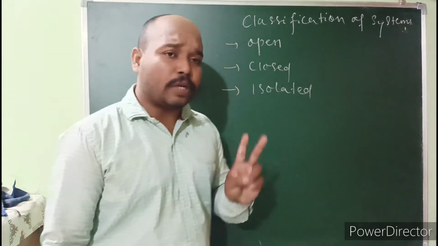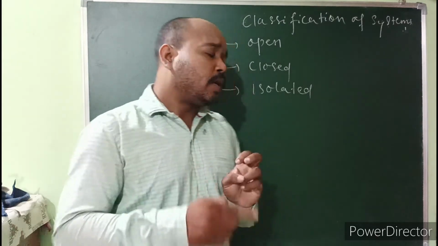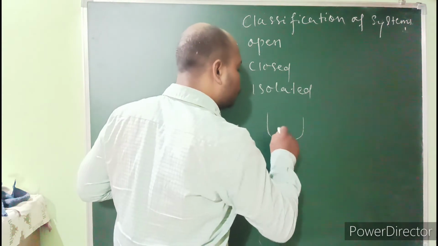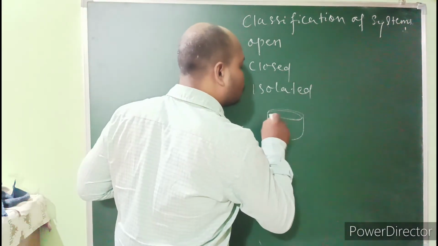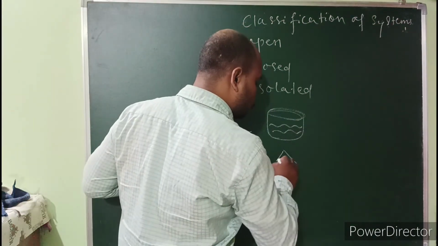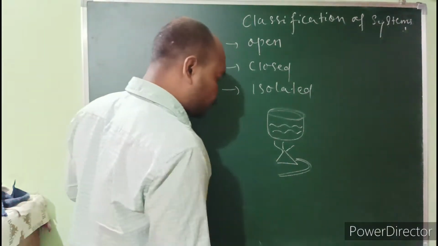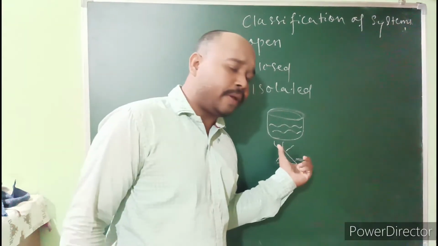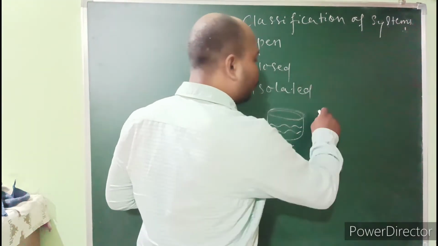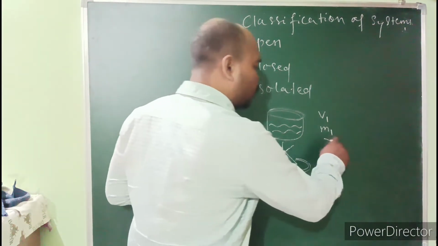Normally in a system we discuss two things. One is mass of the matter and energy. Now consider I am taking a beaker. Now see, in an open beaker there is some water. Initially the water volume is V1, mass is M1, temperature is T1.